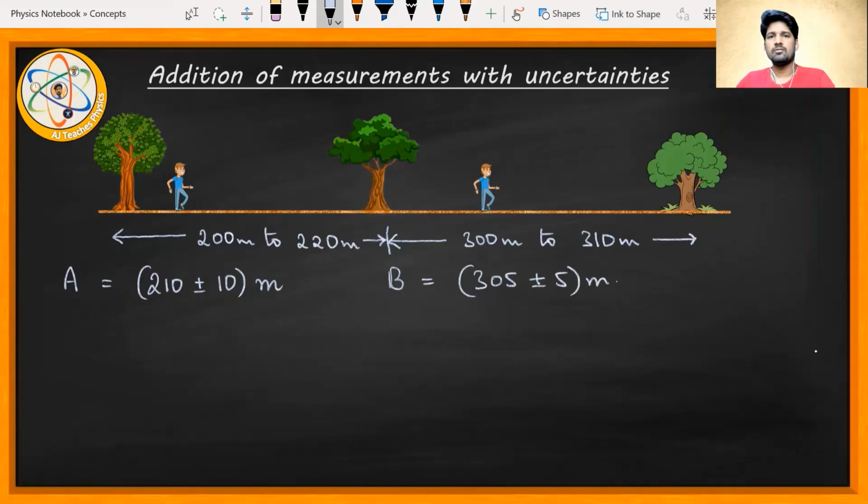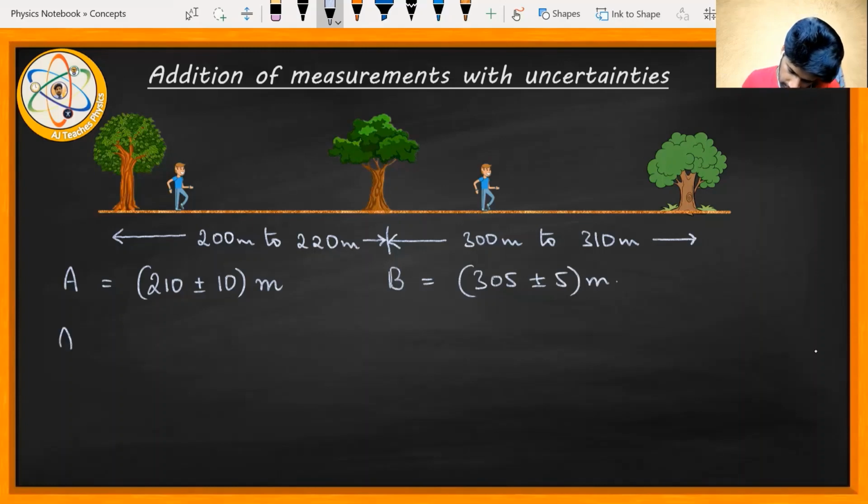So we know the range of possible values of the first distance and the range of possible values of the second distance. Now we need to sum these two. We need to add these two and report the range of possible values of the sum. So basically, we need to report the minimum possible value of the sum and the maximum possible value of the sum. Let's see how to do that.